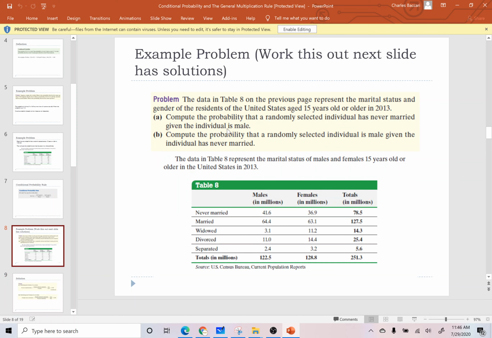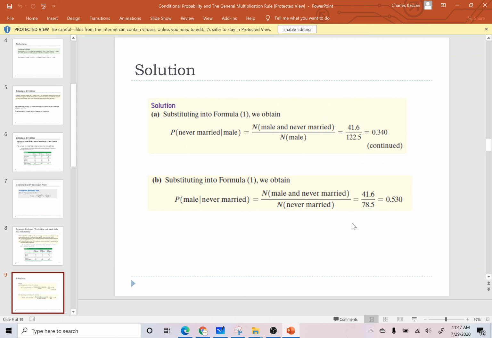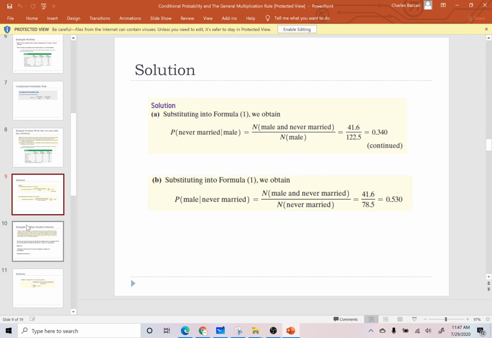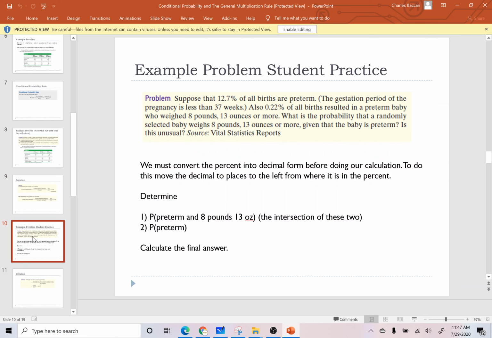Now if we go back, compute the probability that a randomly selected individual is male, given that the individual has never been married. So we want male and never married, that's 41.6. But given that they're never married is 78.5, so then 41.6 over 78.5 in this case. So you can see how it changes. Okay, the one that's given is always the one that you divide by.